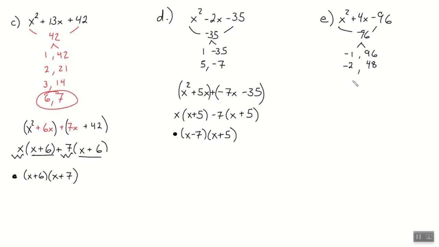Does 4? 3 does? 3 times 32. Okay, negative 3 and 32. Do those add up to 4? No, but they add up to 28. Are we getting closer again? Like we're getting continuously closer.